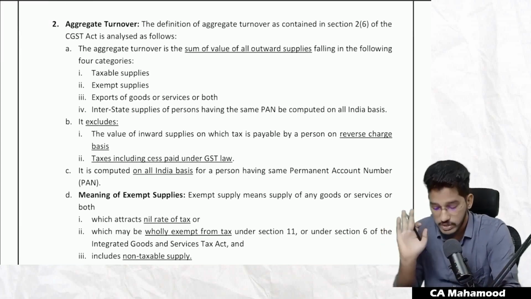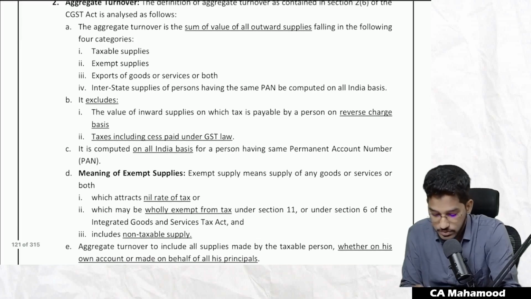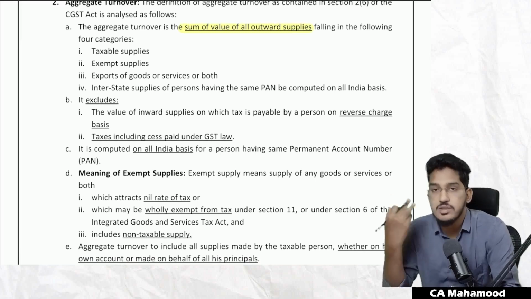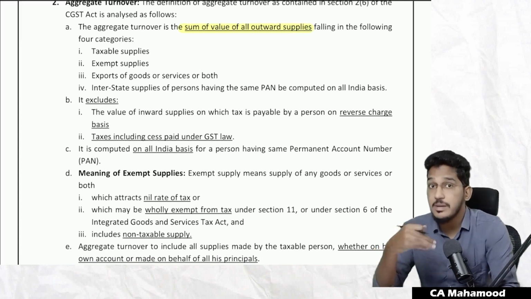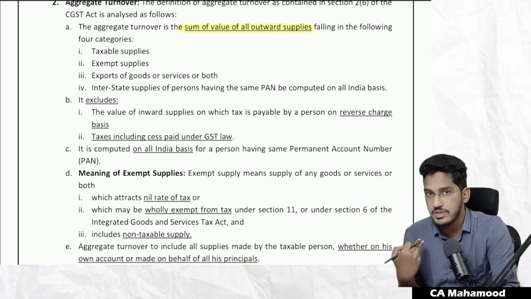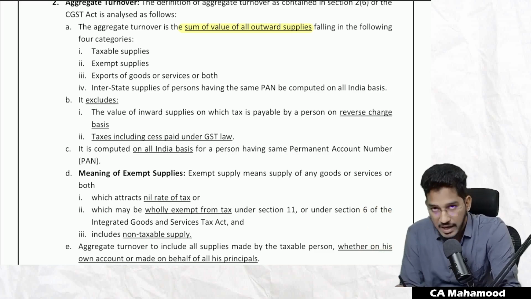So many illustrations also I will give. Listen carefully. Aggregate turnover. The definition of aggregate turnover as contained in 2(6) of the CGST Act is analyzed as follows. The aggregate turnover is the sum of all outward supplies. Outward supplies means the supplies which you are making, sales, not inward supplies. Inward supplies are purchases. When I say aggregate turnover, it is a sum of value of all outward supplies falling in the following four categories.